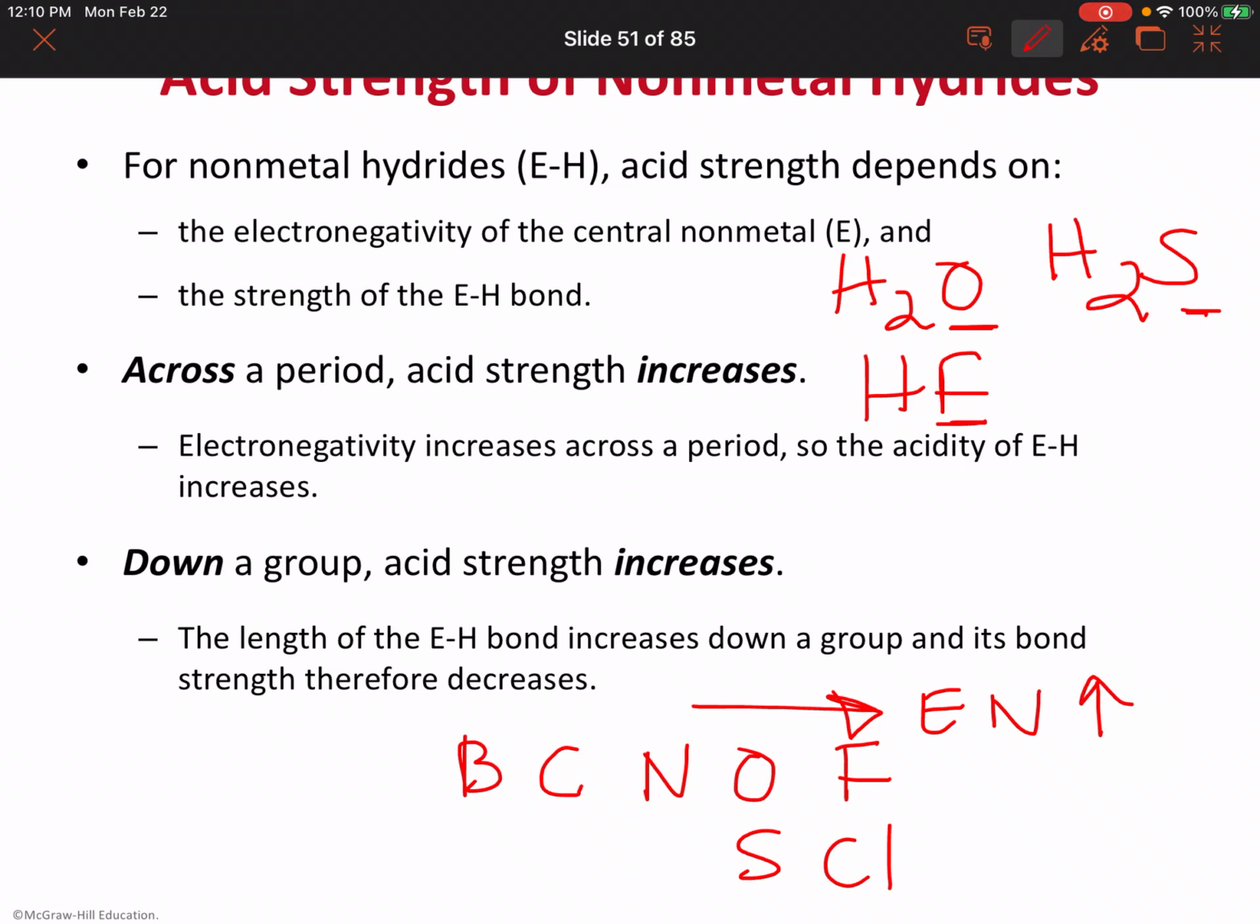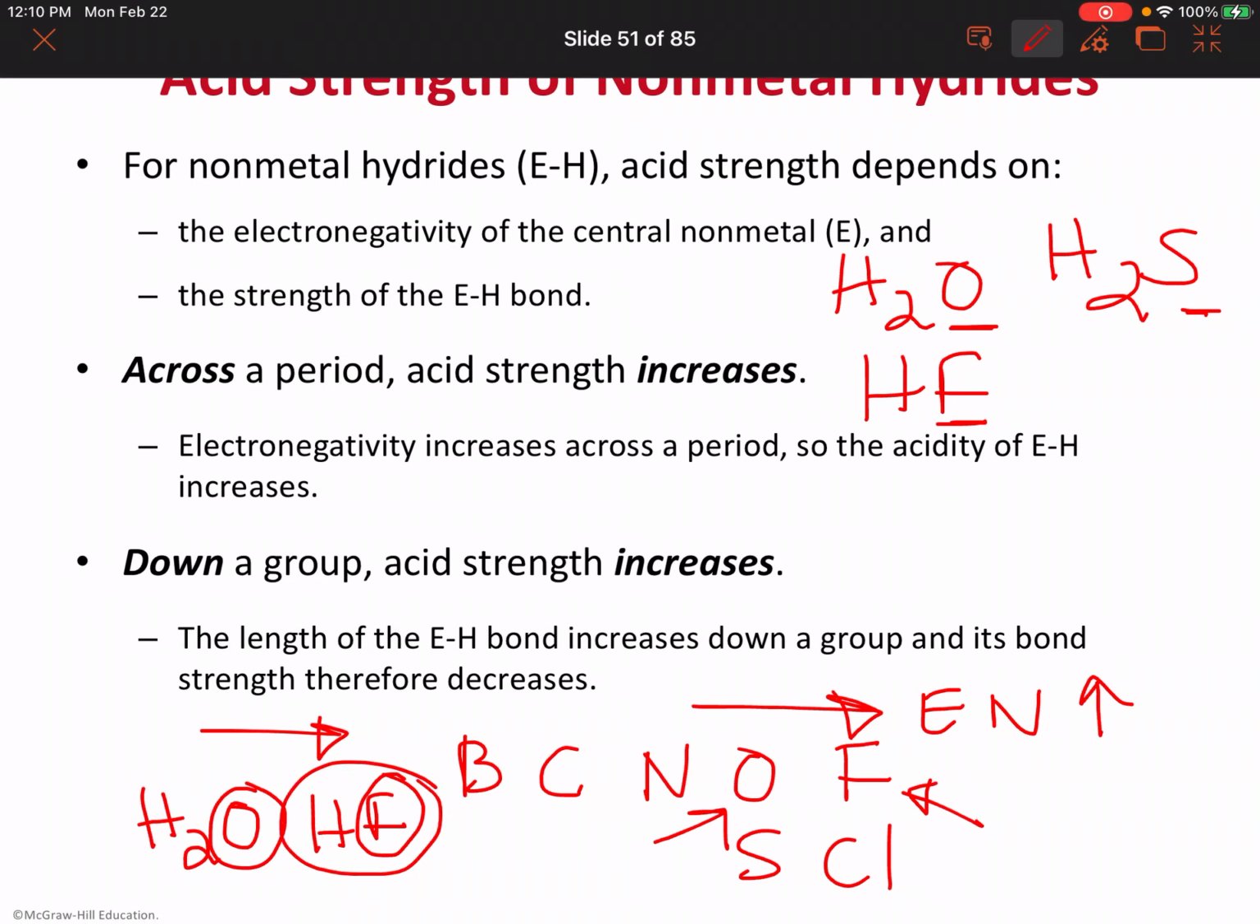Now if you take the hydrides of oxygen and fluorine, the hydride of oxygen is H2O, and the hydride of fluorine is HF. Fluorine is more electronegative compared to oxygen. So HF is going to be a stronger weak acid compared to water.